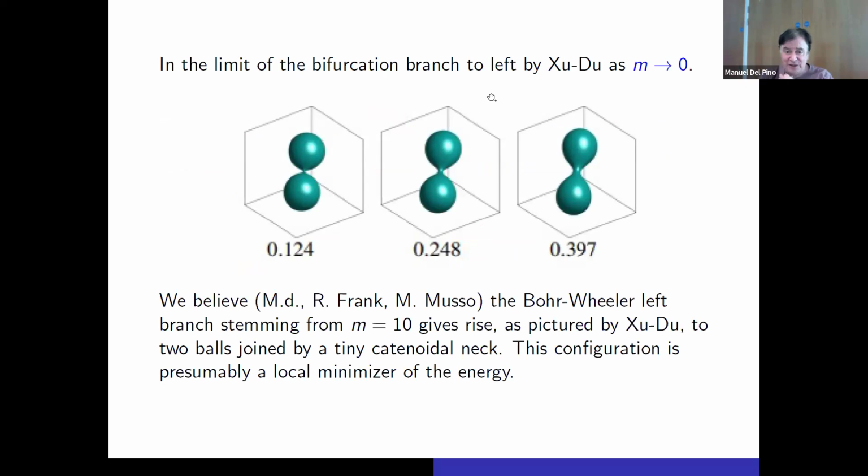In the bifurcation branch that I mentioned, as m goes to 0, you remember that's something like this, right? This is something that we are working on together with Rupert Frank and Monica Musso, and the Borg-Wheeler left branch, stemming from mass equal to 10, gives rise to a picture like this indeed. I mean, we can find these solutions. This is what I mean, for sufficiently small mass. Yeah, and with a similar procedure as what I showed you here.